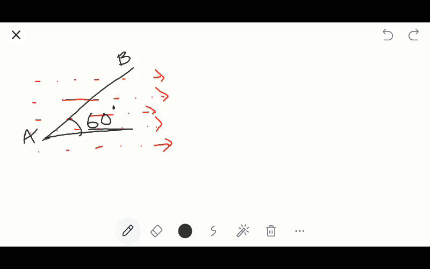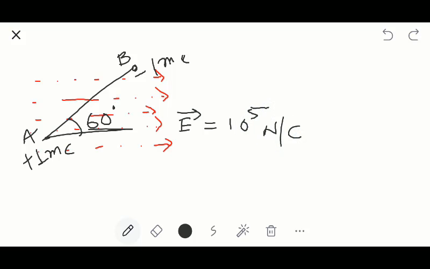And we have to find out the torque experienced by the dipole. So at A point it is having a charge of plus 1 millicoulomb, and at B point it is having a charge of minus 1 millicoulomb. Sorry, coulomb. The electric field is having the strength of 10 to the power 5 Newton per coulomb.